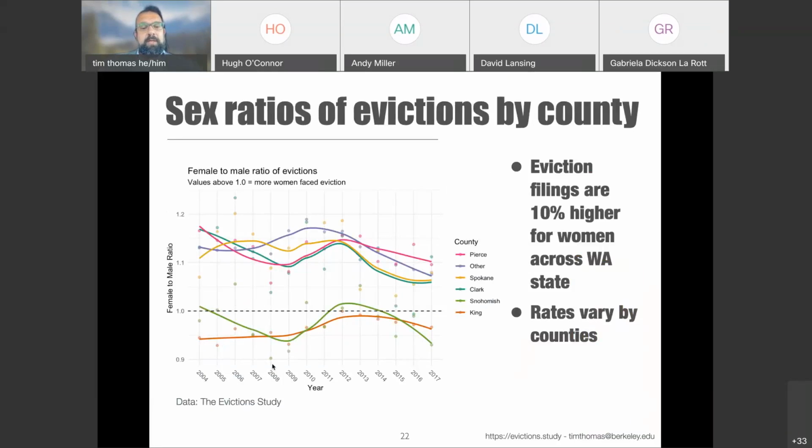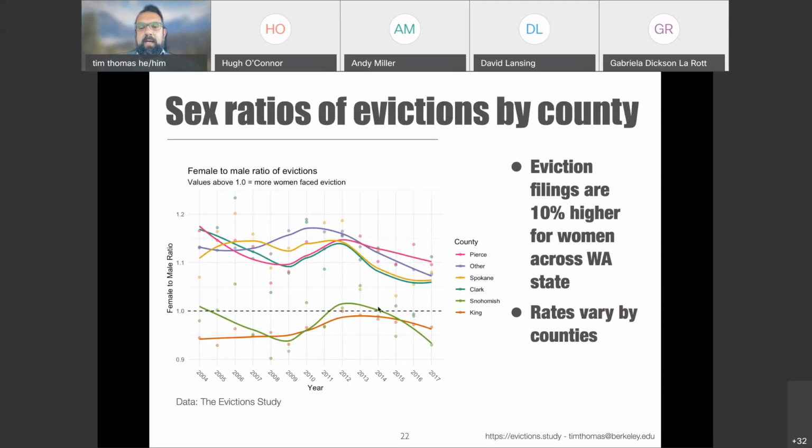Anything below the 1 means more men were facing eviction during this time period. And as you can see, a majority of the counties had over a 10% higher ratio of female to male.